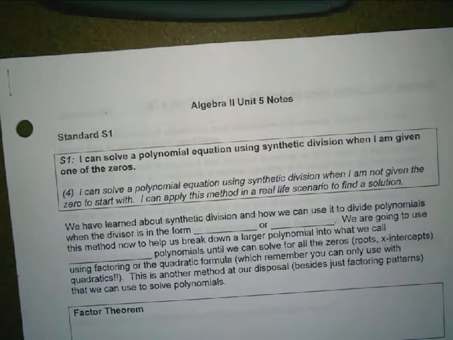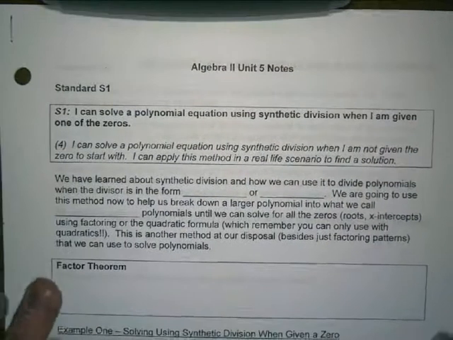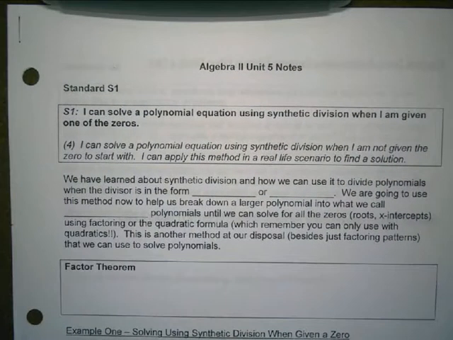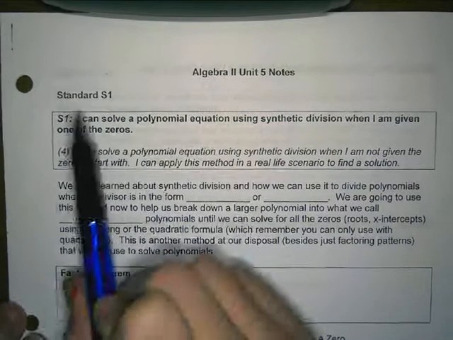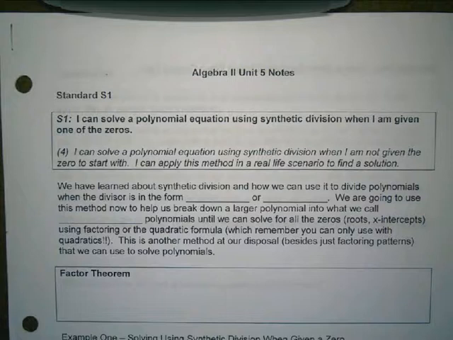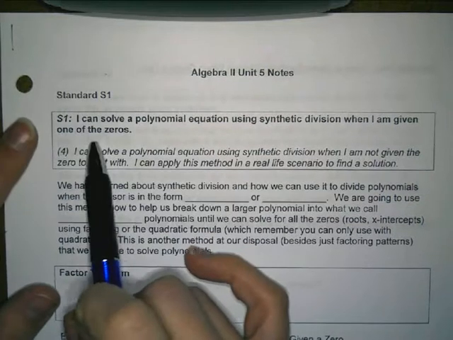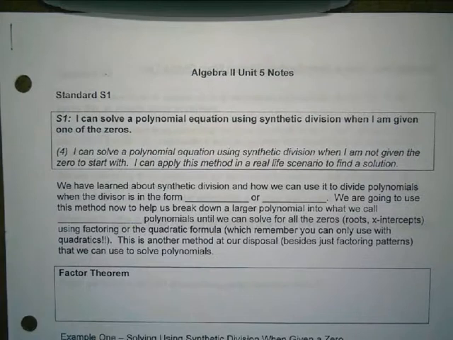I want to touch on a few things before we get started. The first thing is the structure of the notes is going to be a little bit different. I've retyped them, and tried to take out anything that I knew for sure we weren't going to need. Also, since we're not really using the textbook, instead of labeling them by sections, I just put the standard in bold: I can solve the polynomial equation using synthetic division when I'm given one of the zeros.